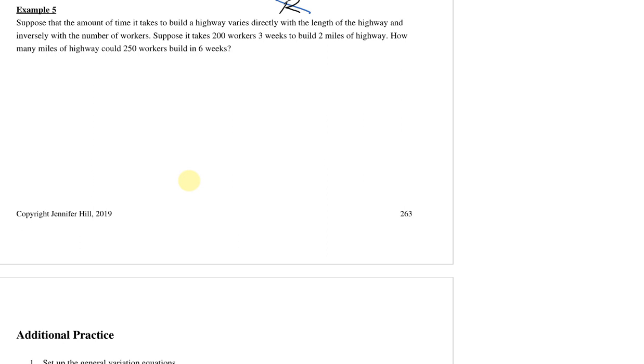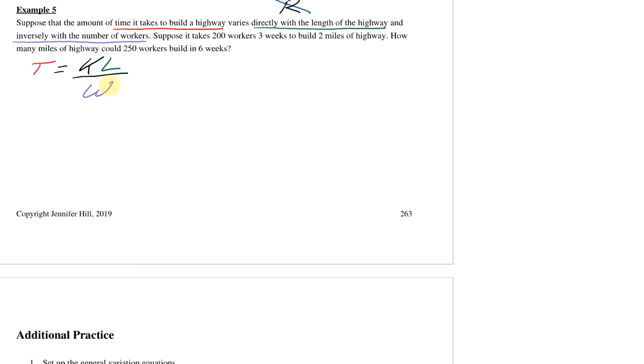Okay, so in this one, this is talking about the amount of time. The amount of time it takes to build a highway varies directly with the length of the highway and then inversely with the number of workers. So there are really all of my letters. So we're talking about the time it takes to build a highway. Why don't we call that T? And we know that that varies directly with the length of the highway, so we'll call that L. And then we know that this needs to also vary inversely with the number of workers. So for workers, maybe we could just make that a W. So there's my equation, and now let's continue on with this.